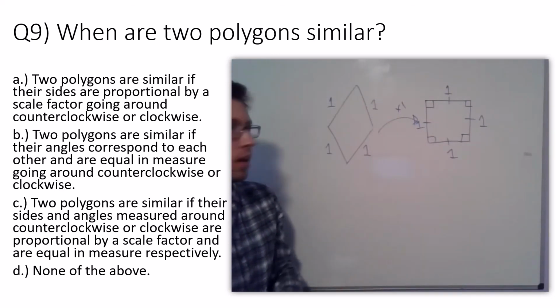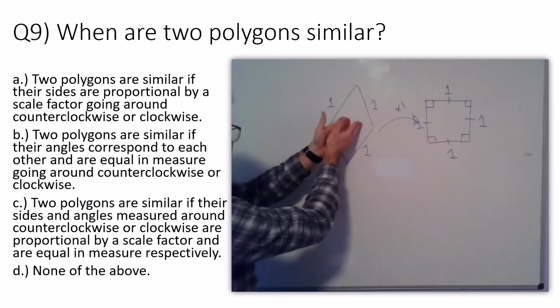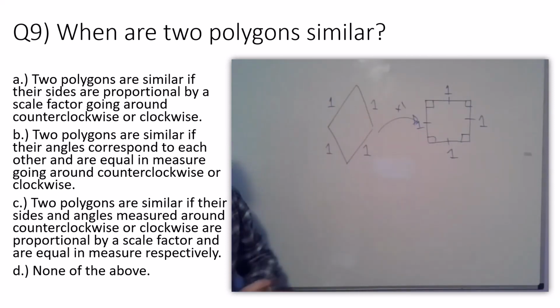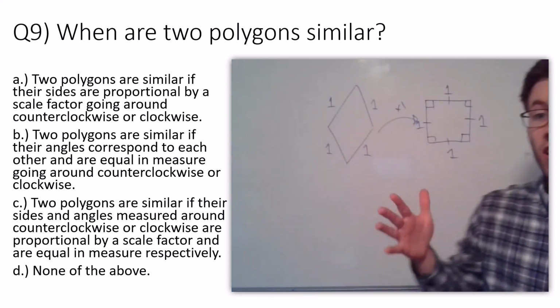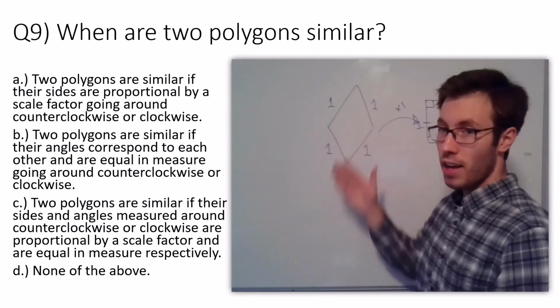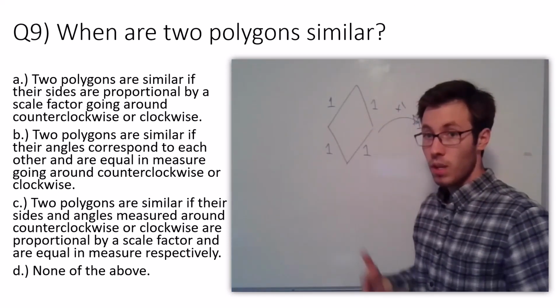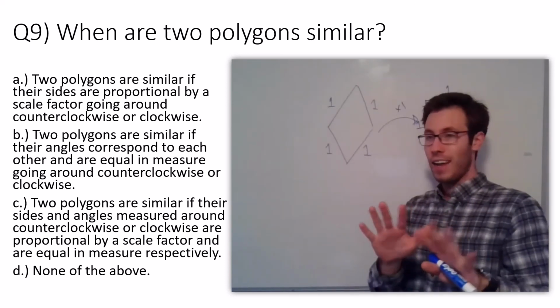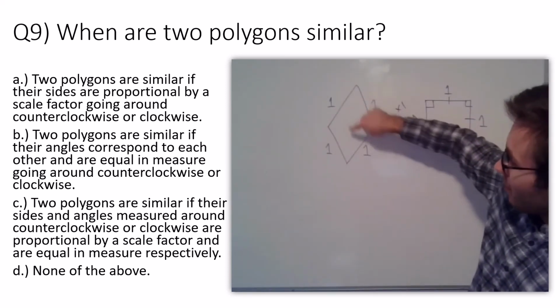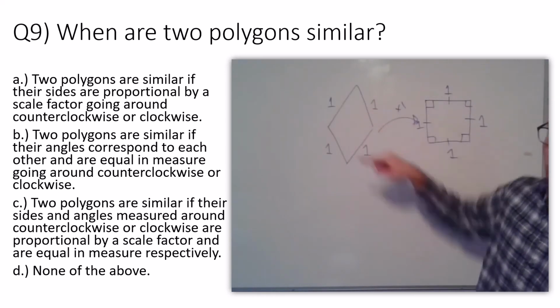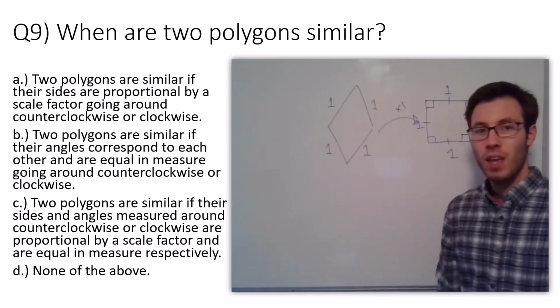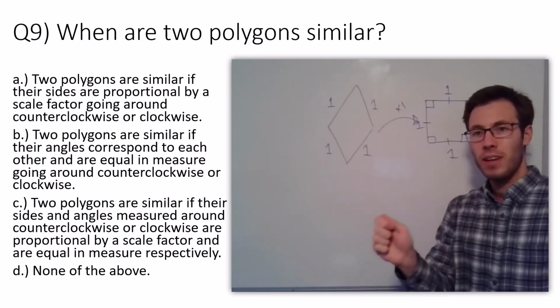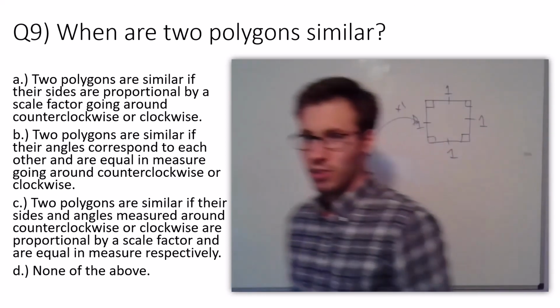Now, what's the shape called on the left side that I drew? It's called a rhombus. Very good. It's a rhombus because all the sides of this quadrilateral are equal. It's also a parallelogram, as a side note, because the opposite sides are congruent. Now, is this a similar transformation?